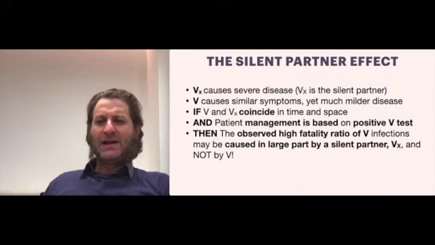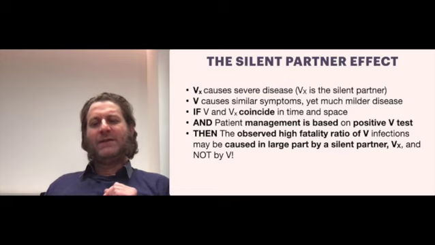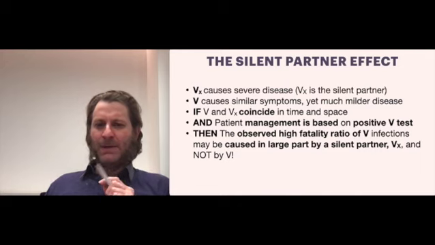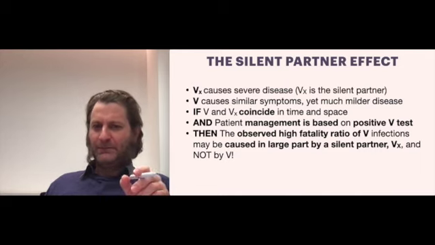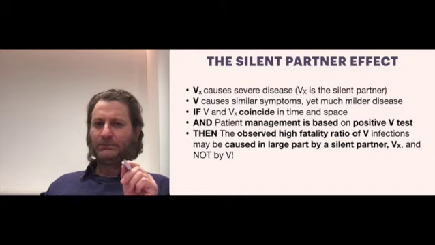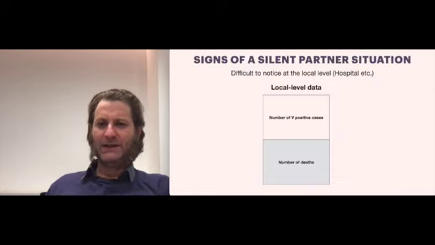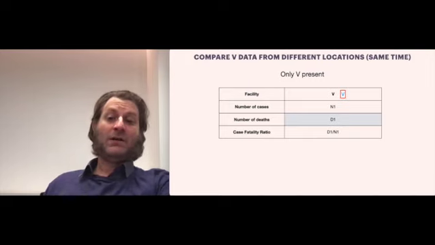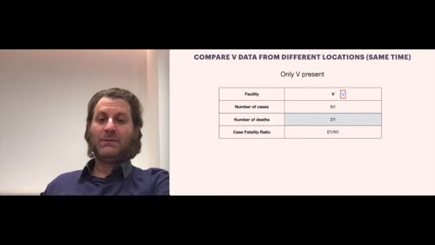But the silent partner has an effect which can be measured when you compare various facilities. VX causes the severe disease. V causes similar symptoms but mild. When V and VX coincide, you get an explosion. Okay, how do you find it? We look at one location. Let's say a facility. The facility name is not V, it just has V. That's all it has. We don't know it in advance, but I'm telling you, this place has only V.